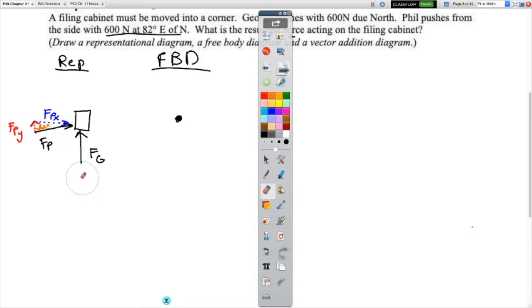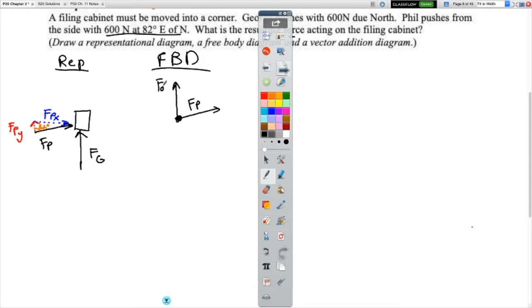Why about the same size? Because they're both pushing with 600 newtons of force. Yes, in different directions, but the magnitude is 600 newtons for each. So nobody is pushing harder than the other. They're just pushing at different angles. So there is, oh, again, probably too dramatic. There's Phil. Okay, that's F Phil. And then where is George? It's due north. So straight up, due north.